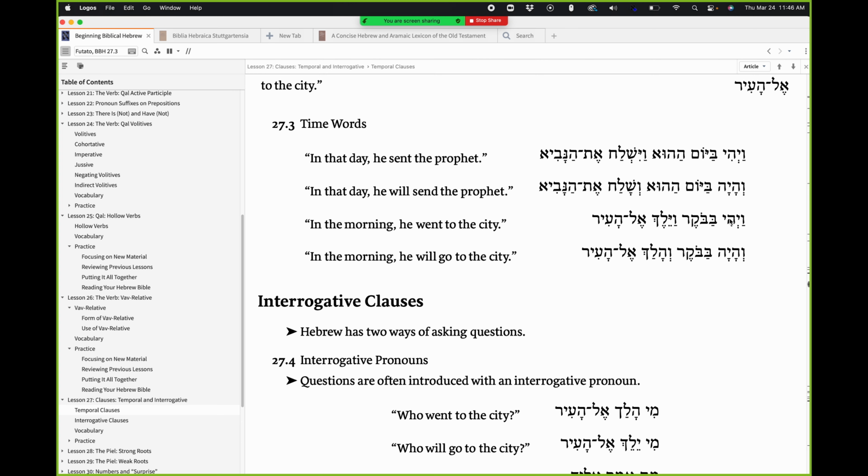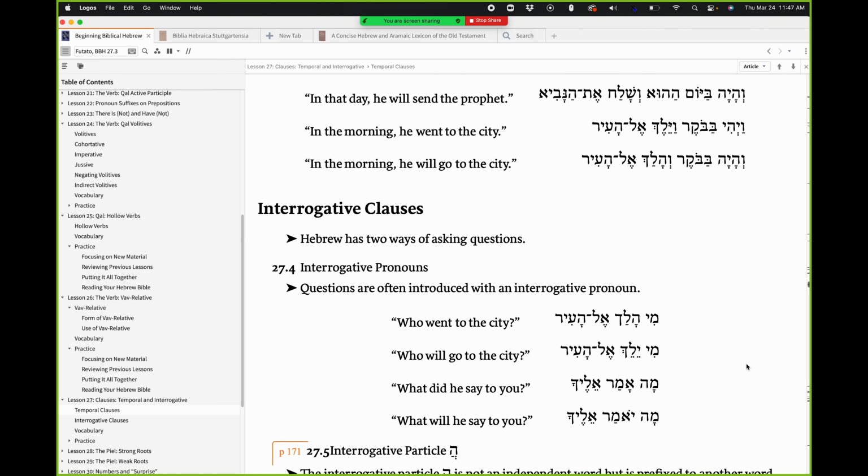So you can see here all four of these as well. You pay attention to this v'haya vayehi word. You note what it's saying about the timing, but then you don't include it in your translation, and it cleans it up a lot. We just go with on that day he sent the prophet. Here you go. On that day he will send the prophet. In the morning he will go to the city. Here in the morning. In the morning he went to the city. Here in the morning he will go to the city. Okay, so we're just kind of leaving this verb out of our translation.